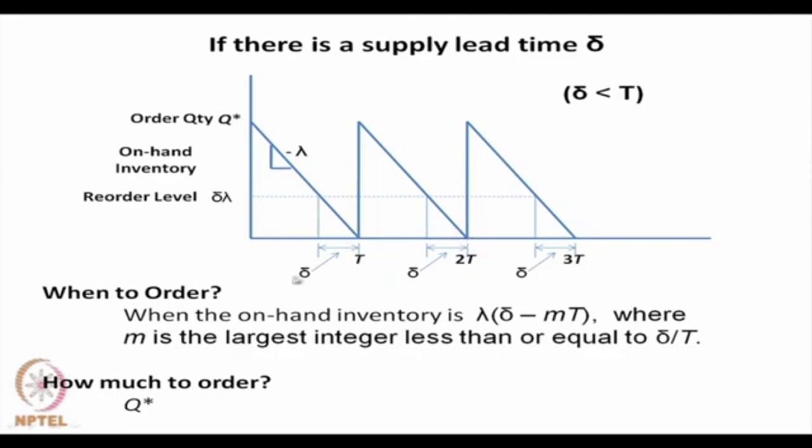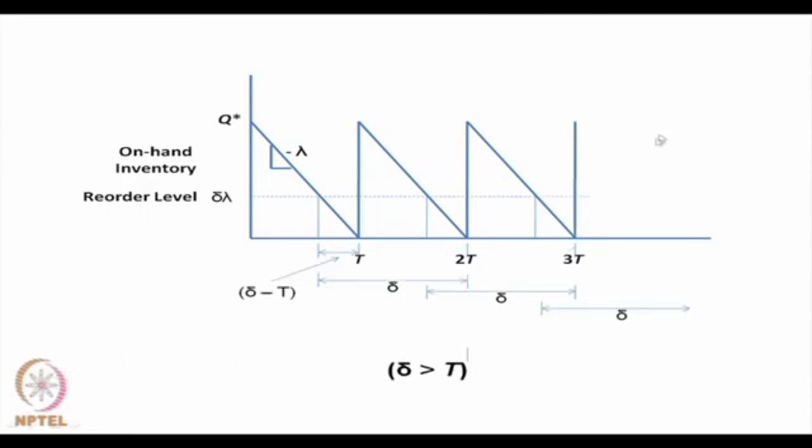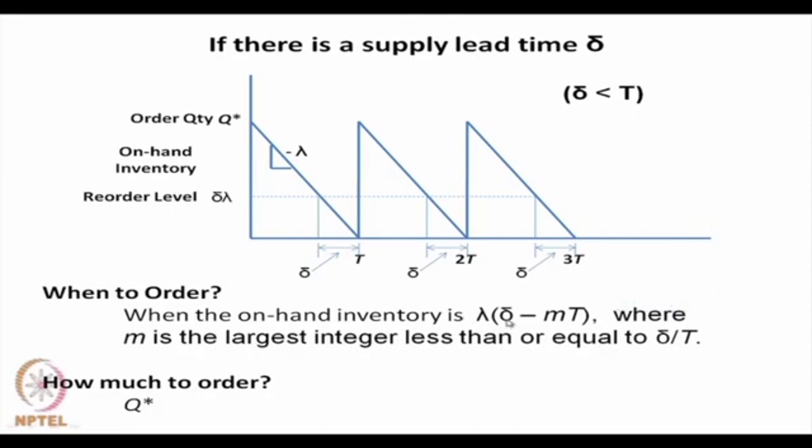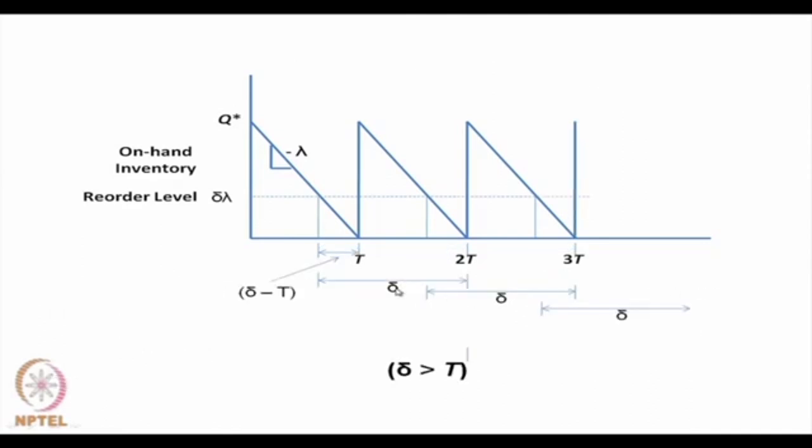So, this is the case, but sometimes the lead time can be greater than T. Say for example, here we are considering lead time as big as this. So, we still order. So, what we do? We consider lambda delta minus m T, where m is the largest integer less than or equal to delta by T. So, in this case delta by T is 1 point something.